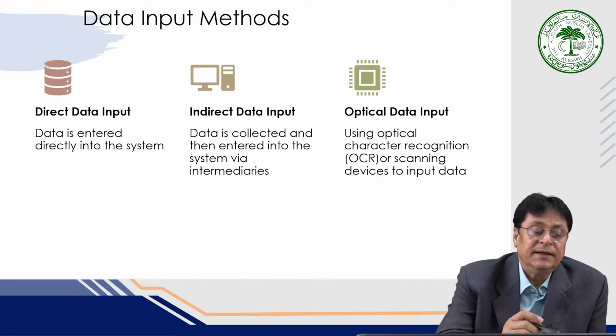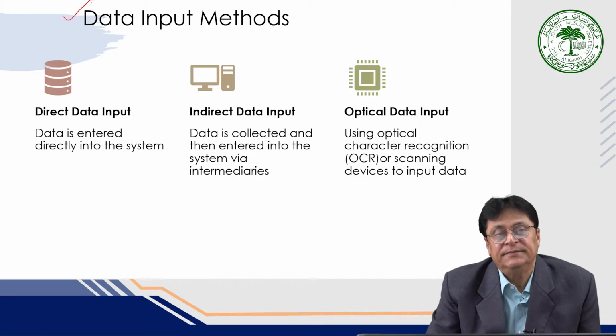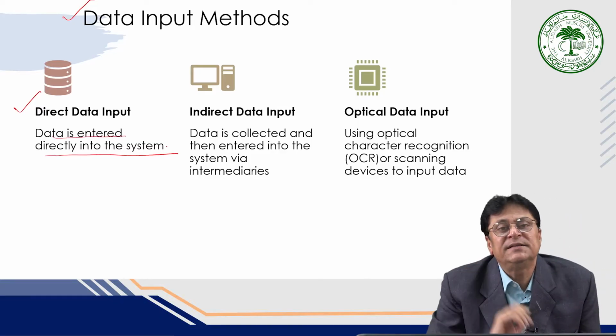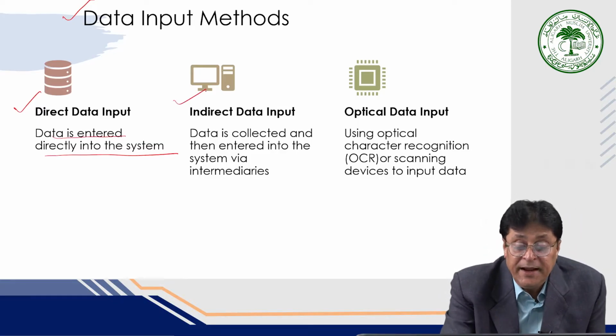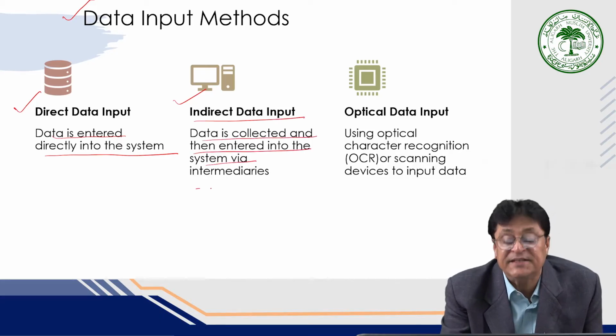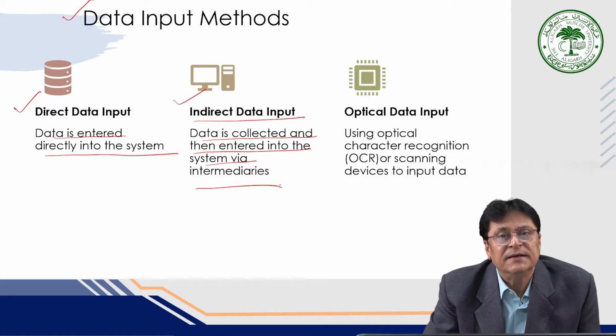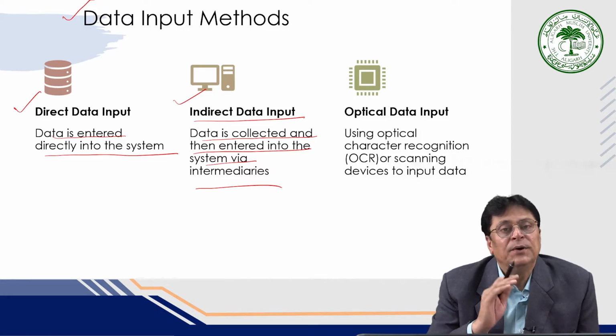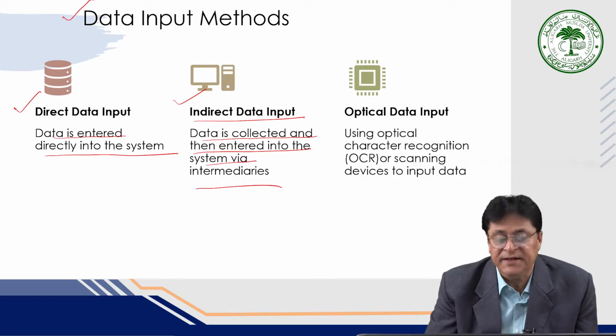Next is data input method. It can be direct input. So, data is entered directly into the system. It can be indirect data input. Here data is collected and then entered into the system via intermediaries. So, first collected and then entered into the system via some intermediary.